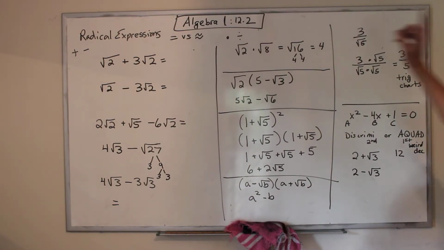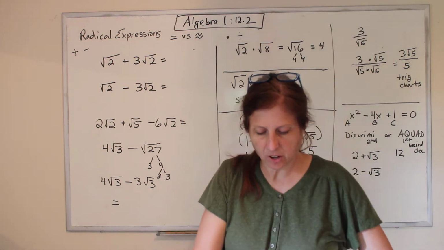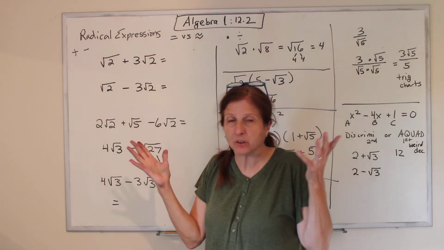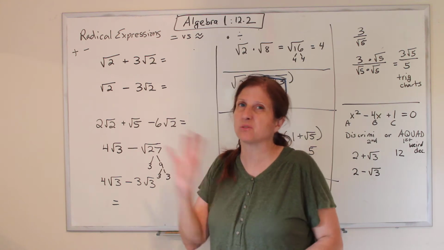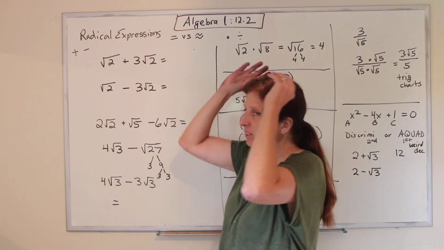Welcome back to Algebra 1, Chapter 12, Section 2 in this book. We have almost made it to the end. We're in the very last chapter. And like I told you, some of this is really Algebra 2 stuff. Some of this is easy, and I want you to know it. I'll tell you which is which.